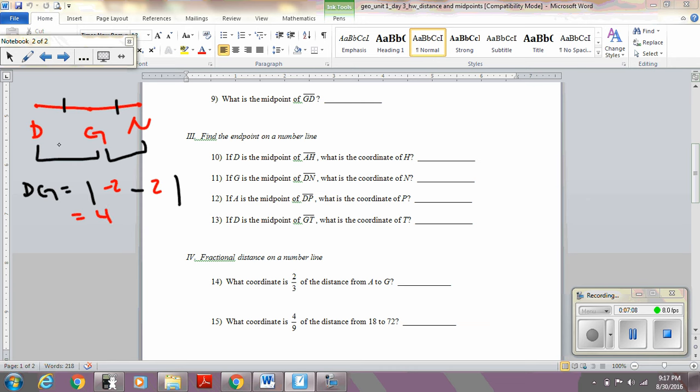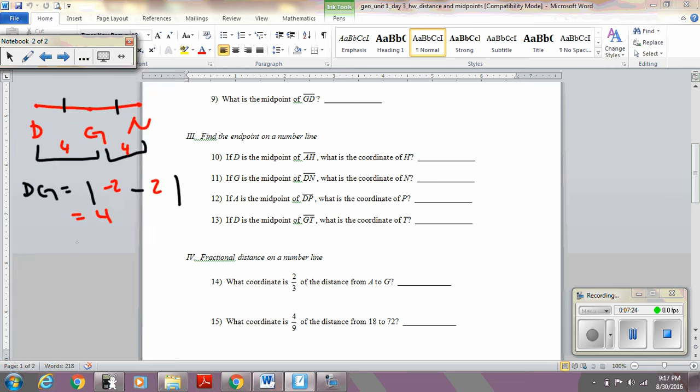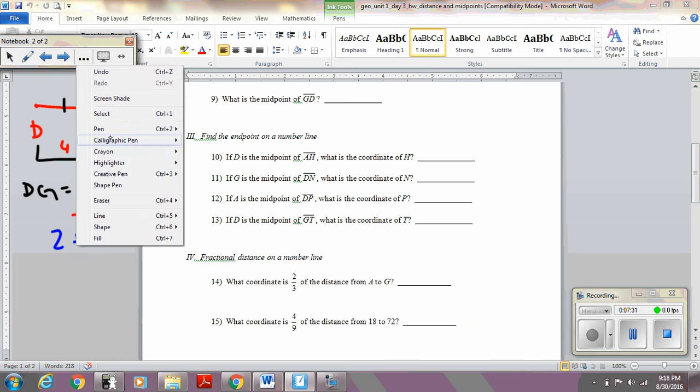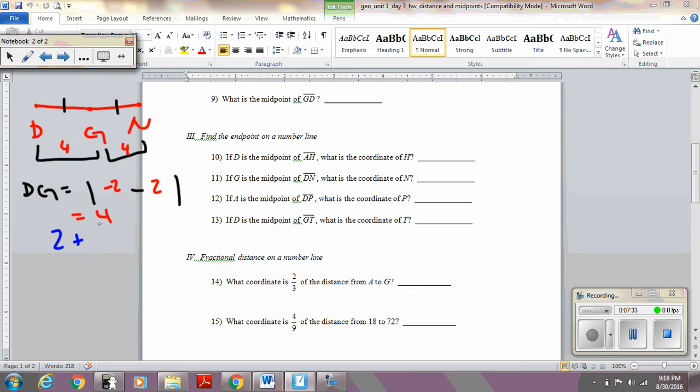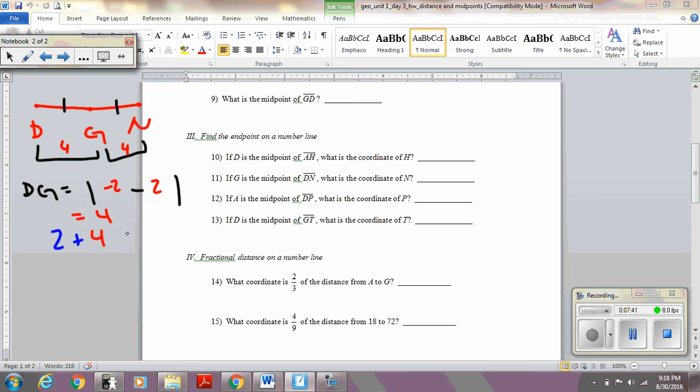So the distance from D to G is 4. That means the distance from G to N will also be 4. So since G is located at positive 2, I would add 4 to that in order to know where N would be located. That means N would be located at positive 6.